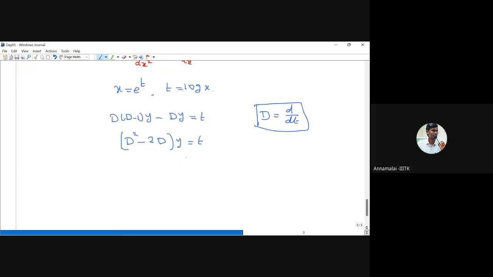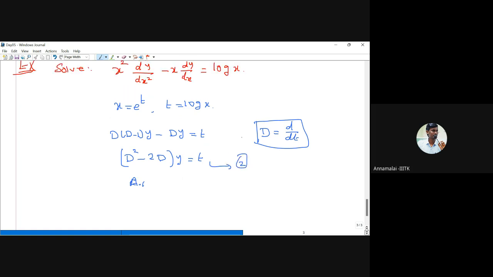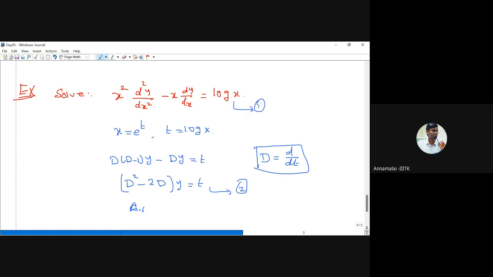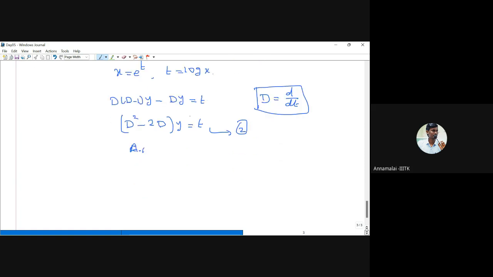Now we know how to find the solution. This is an equation with constant coefficient. Now what is the complementary function? So first you have to write the auxiliary equation. Maybe call this equation number 2. The given equation is 1. Now solve 2. So this is a second order equation with constant coefficient. We know the auxiliary equation is m square minus 2m equal to 0. Therefore, the solutions are 0 and 2. If you take m outside, we get this one. Or I made a mistake.